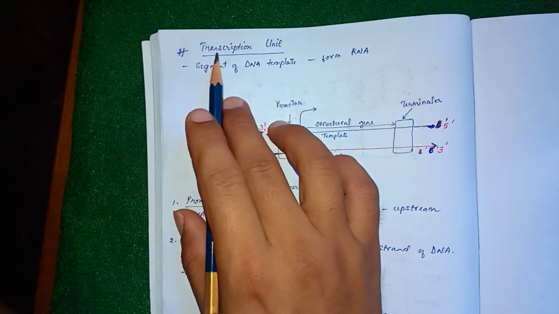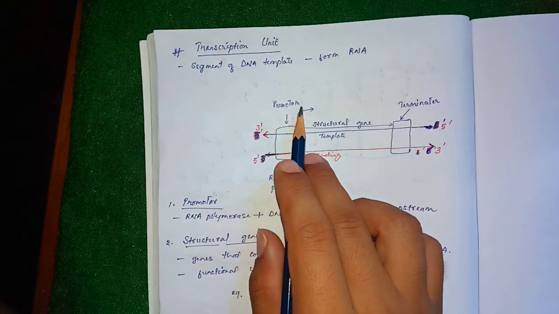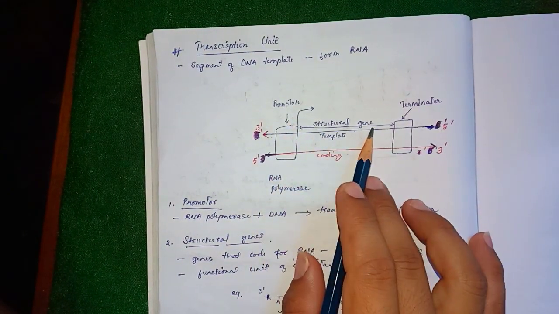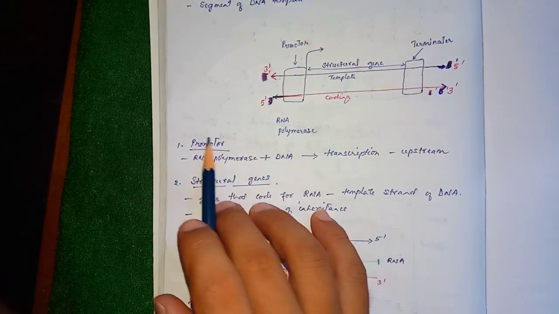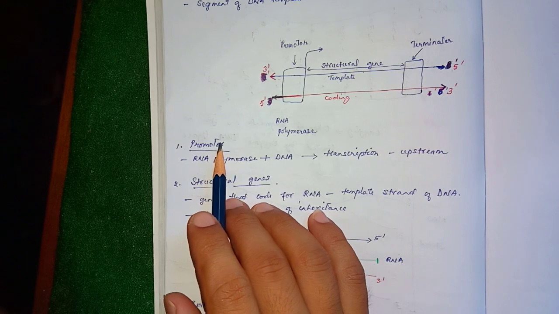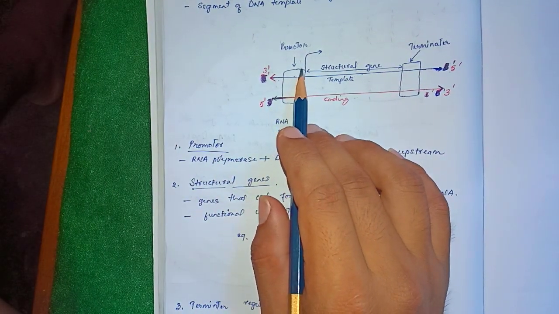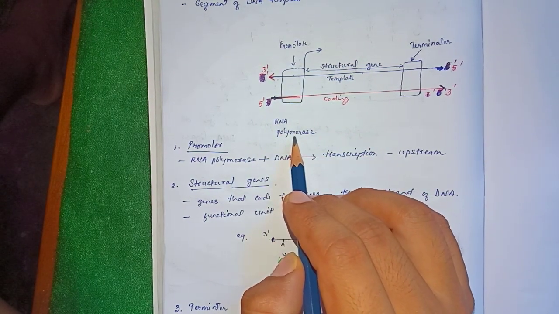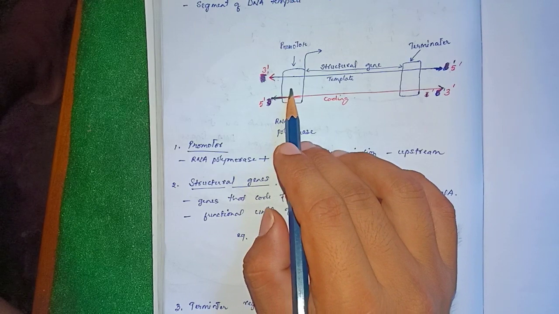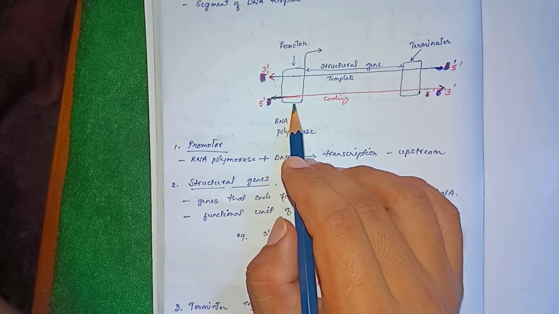Now, a transcription unit consists of 3 regions. The first one is the promoter, the second is the structural gene, the third is the terminator. So let's first discuss the promoter region. The promoter region is the portion of the DNA where the RNA polymerase binds or comes into contact with the DNA so that the process of transcription can be started.